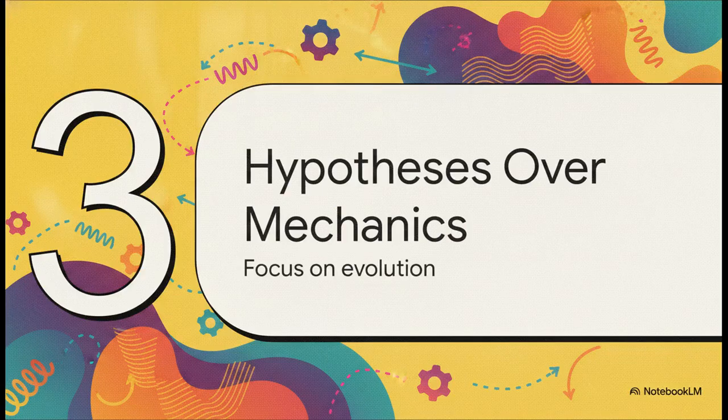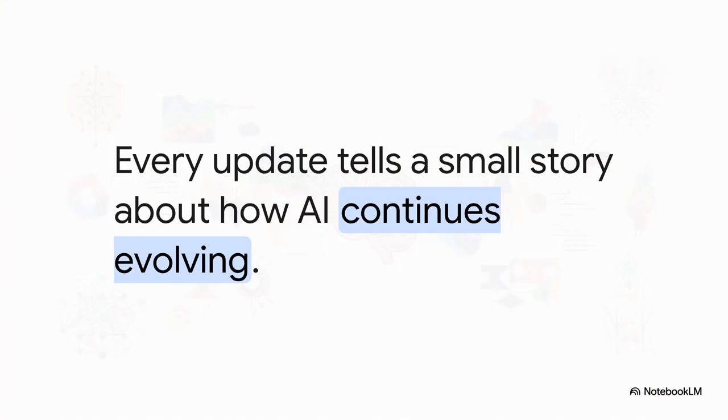Let's look at Section 3, Hypotheses over Mechanics, where our focus shifts to evolution. Yoshida explicitly acknowledges that he doesn't know OpenAI's internal implementation. He isn't claiming to know exactly how ChatGPT works under the hood. We are entirely on the outside, looking in. But from that vantage point, technology becomes so much more than just a static tool.